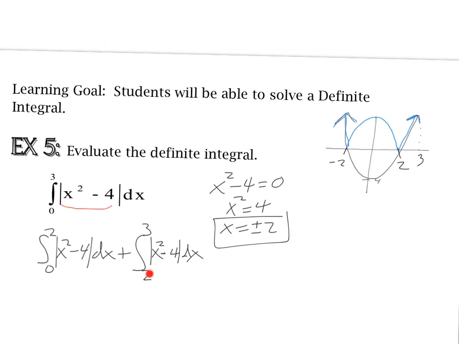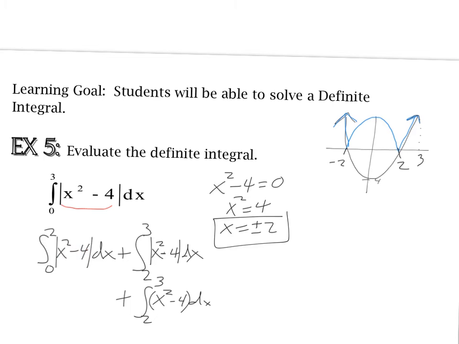And now we know from looking at the graph, if we look at the graph from 2 to 3, it's the exact same thing as x squared minus 4. So we can change this second integral. We can just leave it from 2 to 3 and just drop the absolute values. We don't need them anymore. It's the same thing as x squared minus 4 dx. We already know that, so I'm just going to use parentheses there.